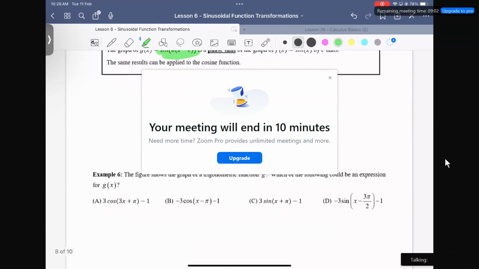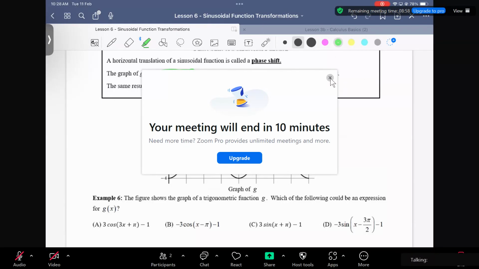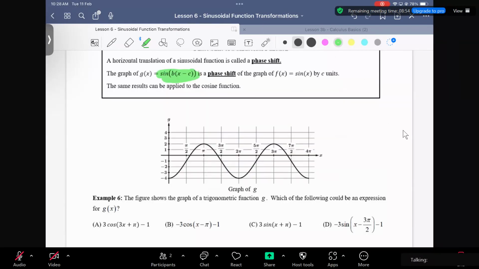So have a go at example 6 now, and see which one you think it is.